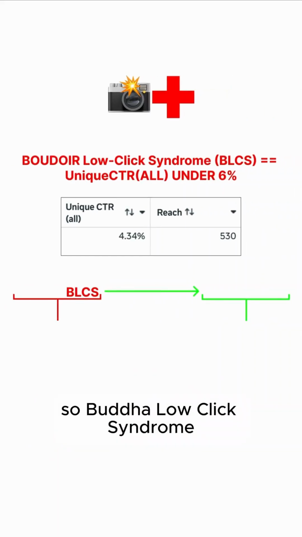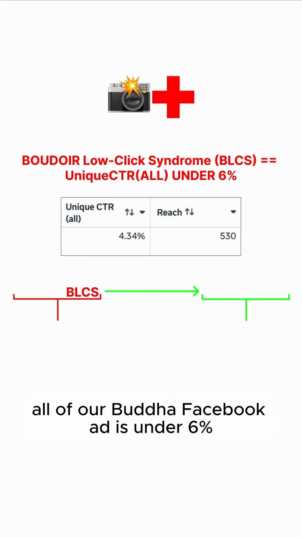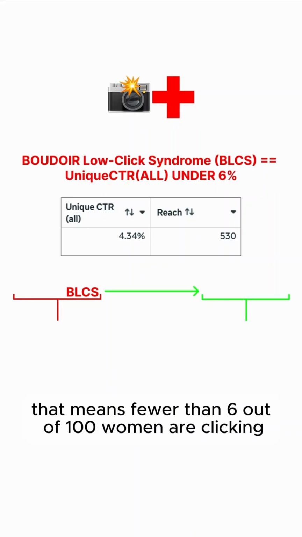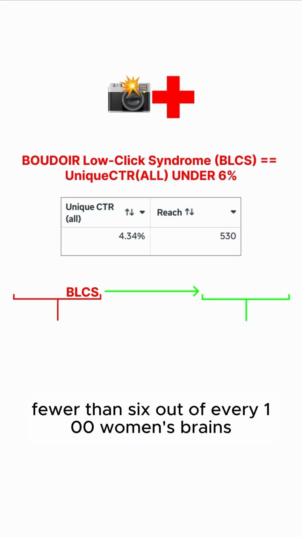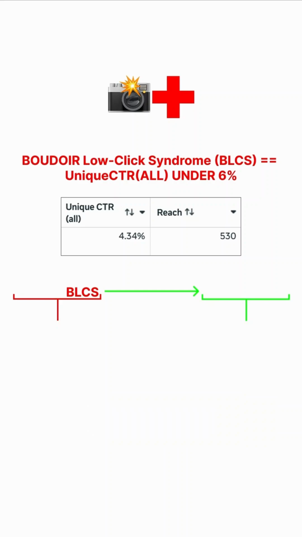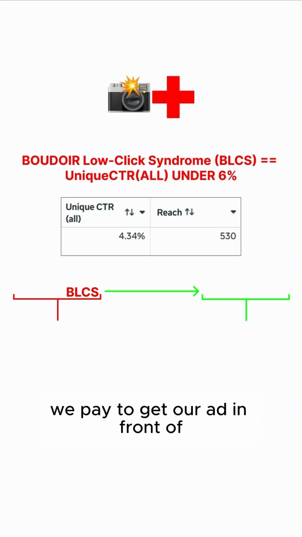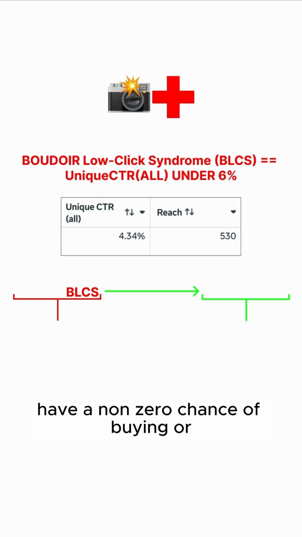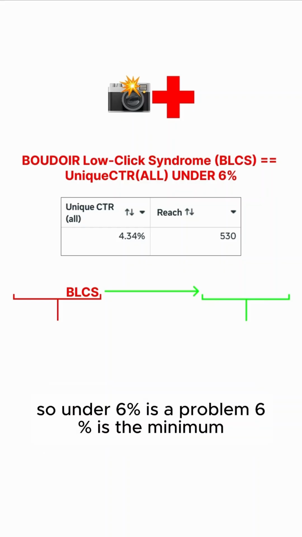So, Boudoir Low Click Syndrome, BLCS, is when the unique CTR of our Boudoir Facebook ad is under 6%. That means fewer than 6 out of 100 women are clicking anywhere on our Boudoir Facebook ad, which means our ad is entering fewer than 6 out of every 100 women's brains, which means fewer than 6 out of every 100 women who see our ad, or who we pay to get our ad in front of, have a chance higher than 0% of buying from us. So under 6% is a problem.